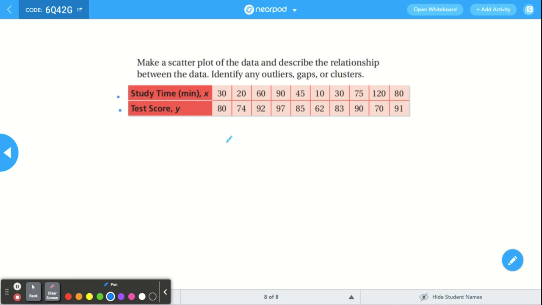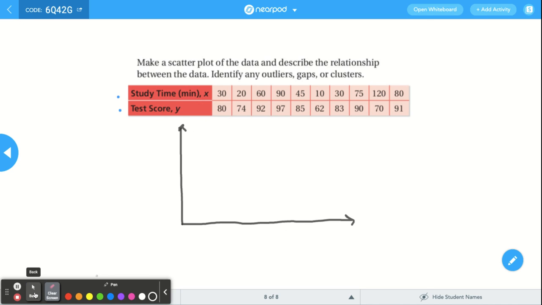So before I even start to make this, let's kind of predict what it would look like. Do you think that the more time somebody spends studying, the higher their score would be on a test? Or do you think the more time somebody studies, the less they would get on a test? Let's see and find out. So I'm going to go ahead and create a scatter plot. I'm going to just draw kind of like the first quadrant of a coordinate plane.